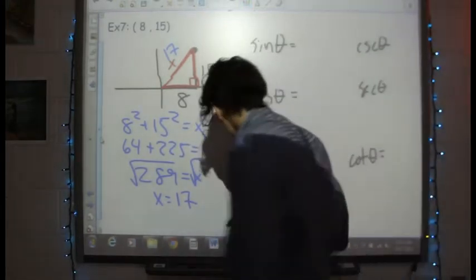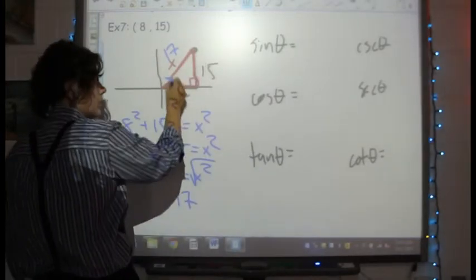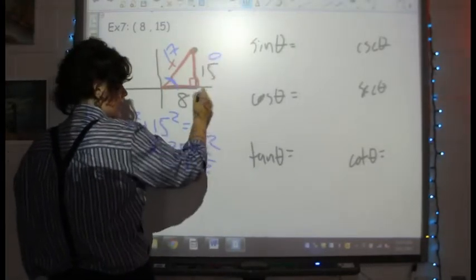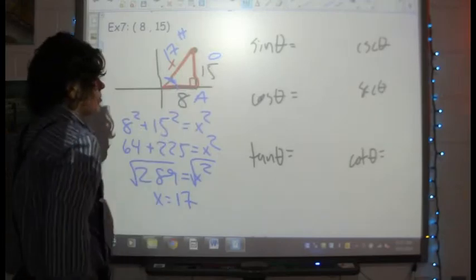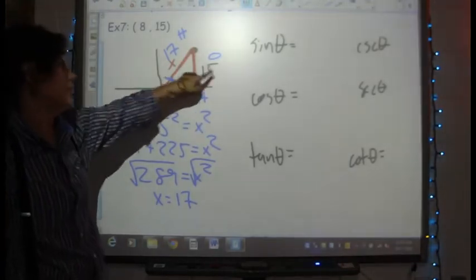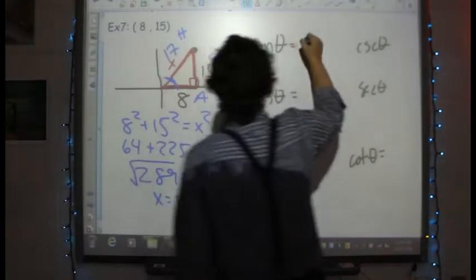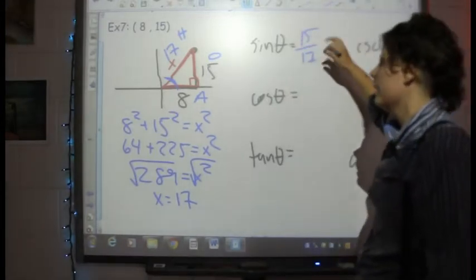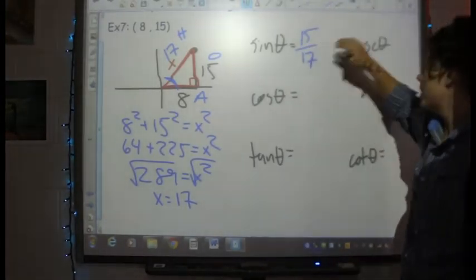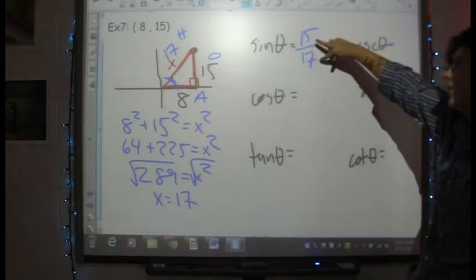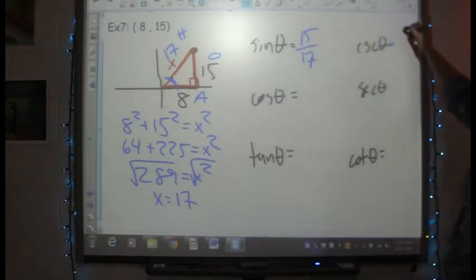All right, remember here we have our angle, our opposite, our adjacent, and our hypotenuse. So for sine, we have opposite over hypotenuse, so that gives me 15 over 17. And while I'm here, I know that cosecant is its reciprocal, so I can just flip it over to get cosecant. Cosecant is going to be 17 over 15.